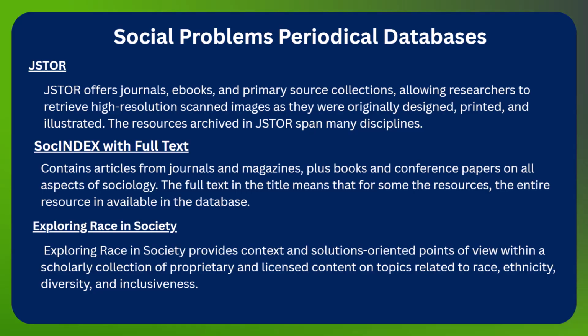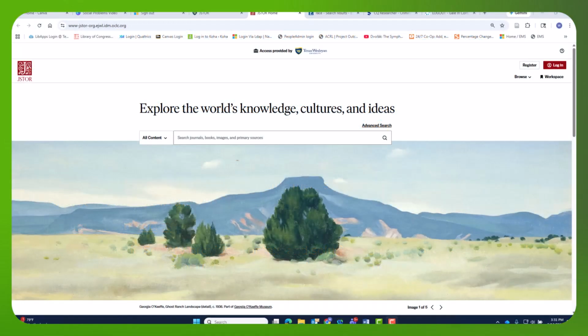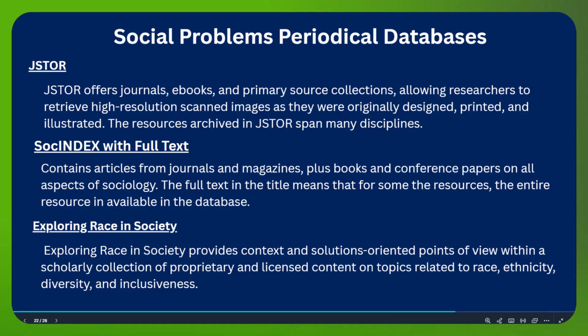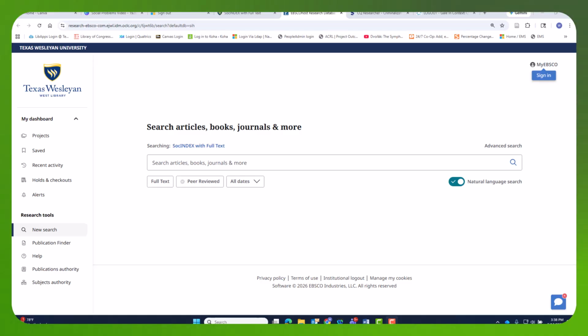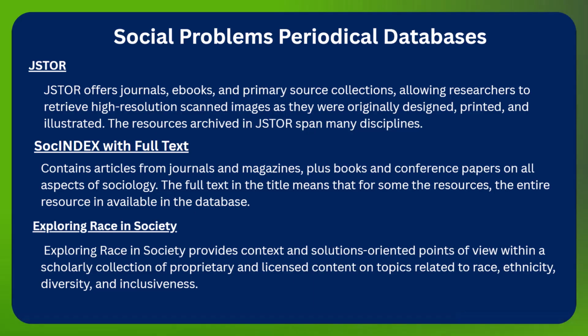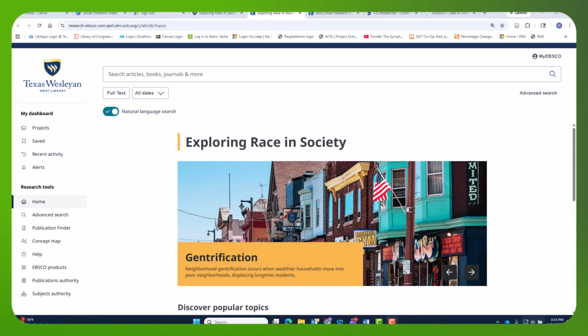Now we are going to briefly look at 3 social problems periodical databases. The first one is called JSTOR. JSTOR offers journals, ebooks, and primary source collections, which spans many disciplines. Next is SocIndex. Our sociology database contains articles from journals and magazines, plus books and conference papers on all aspects of sociology. Finally, we have Exploring Race in Society, which contains books, journal, and magazine articles on topics related to race in society.